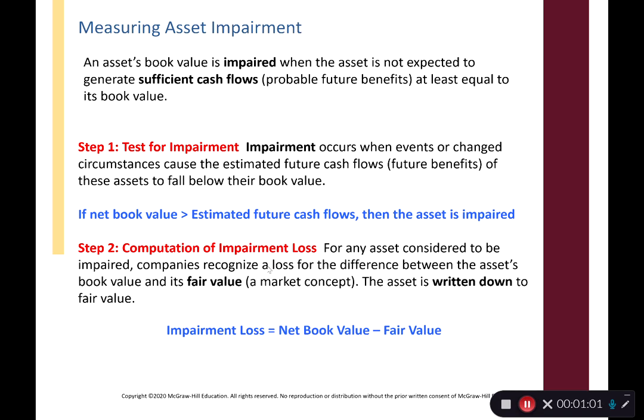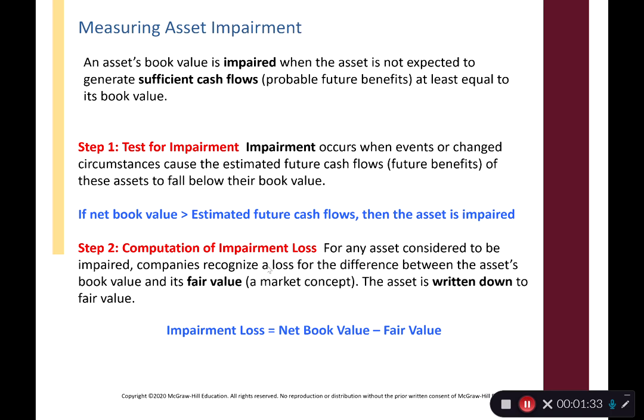To figure out the amount of the impairment loss, we have to compare the net book value to the fair value. The fair value is going to be effectively the present value of those future cash flows. Again, it's not anything that we have to calculate. We'll go over the concepts of present value in a later chapter, but for now, just know that if you determine that the asset is impaired, the impairment loss would be the difference between the net book value, which would be given, and the fair value of the asset, which would also be given.